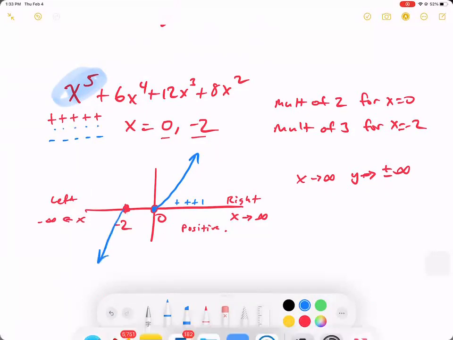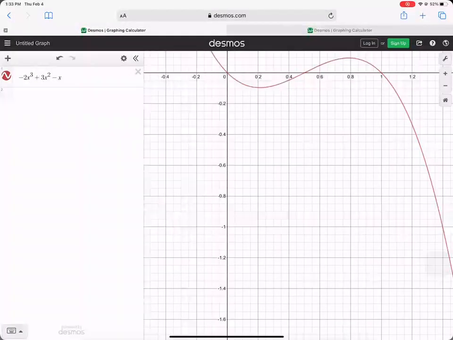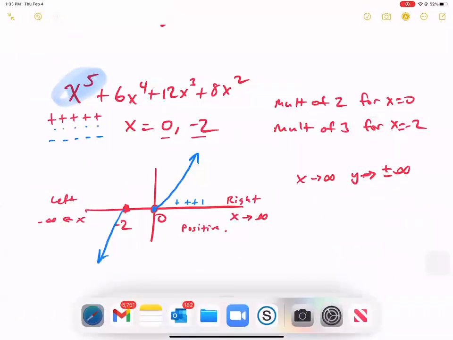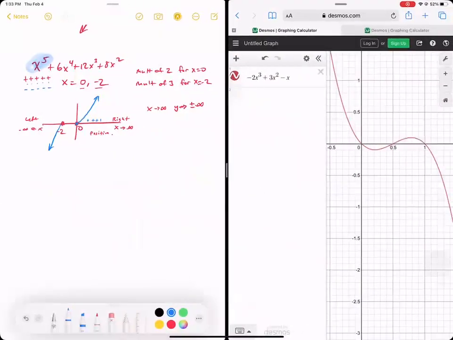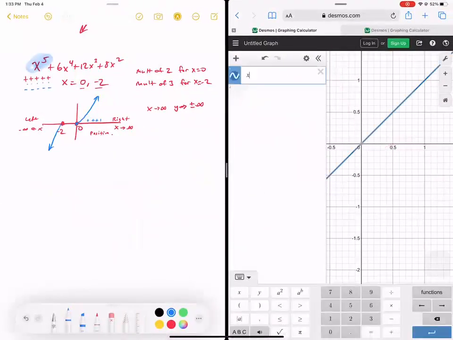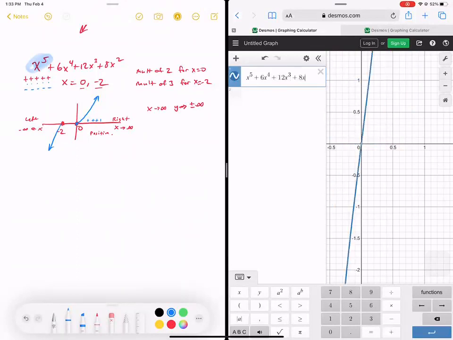Let's go ahead and look at this on Desmos just to show you I'm not bluffing. Okay, I'm going to write the problem. It's going to be x to the 5th plus 6x to the 4th plus 12x to the 3rd plus 8x squared. While I'm doing this, you guys can catch up copying the notes.